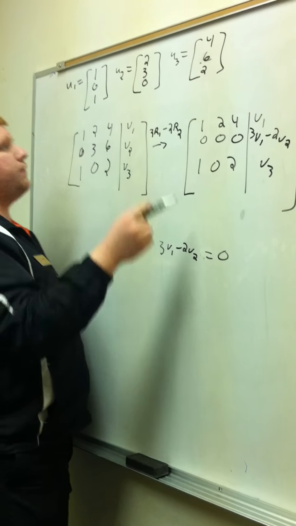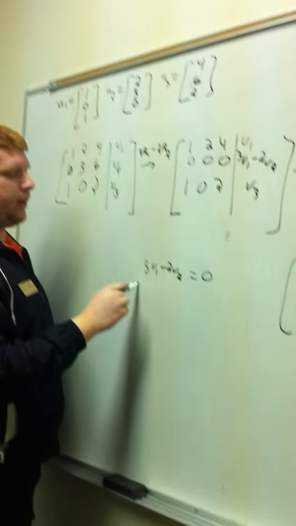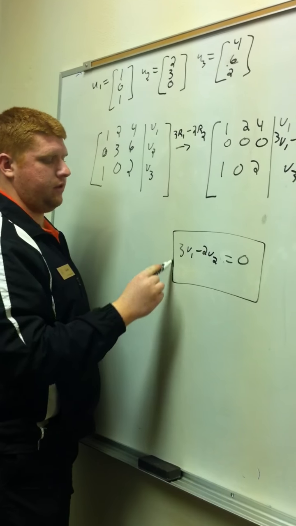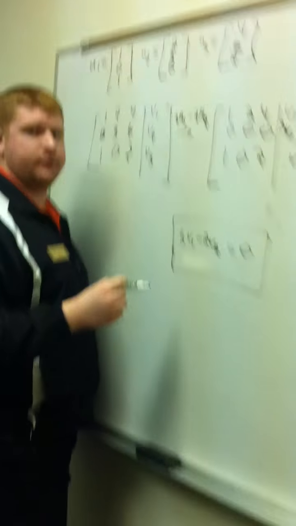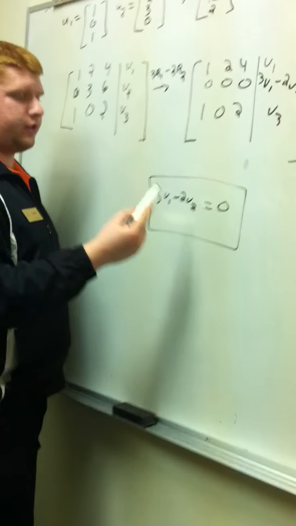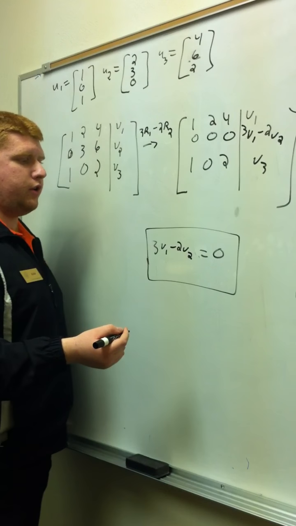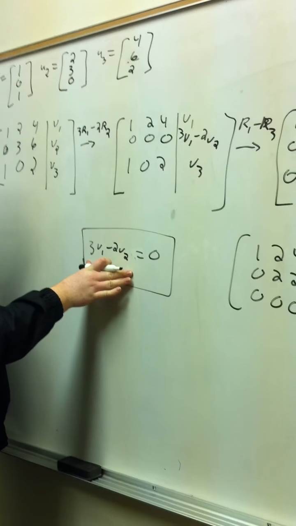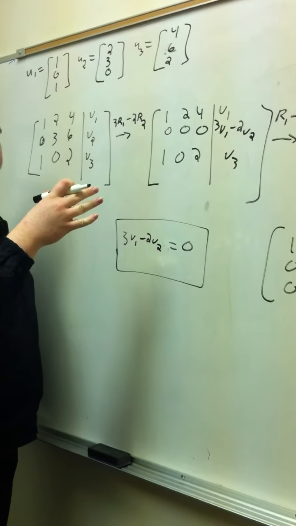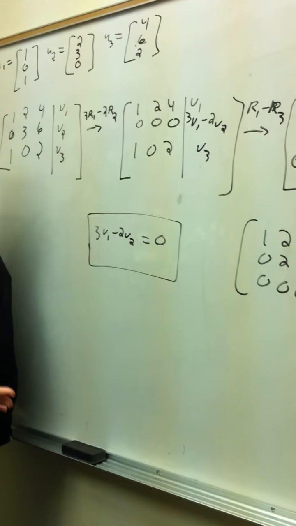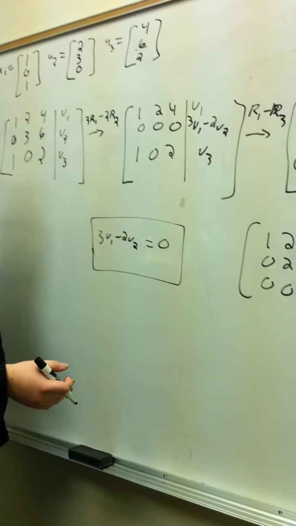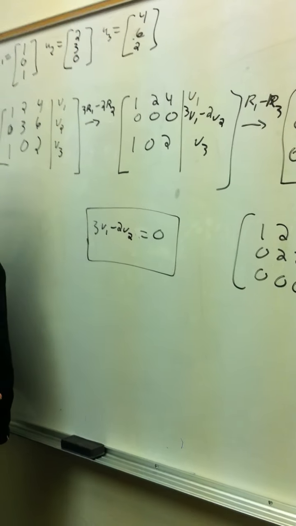So the span of these three vectors will be a plane. We'd have an infinite amount of solutions. So in this case, we do have an infinite amount of solutions, and one can visualize this as being a plane in R3. So it won't span all of R3.